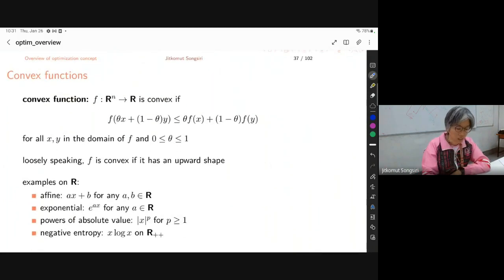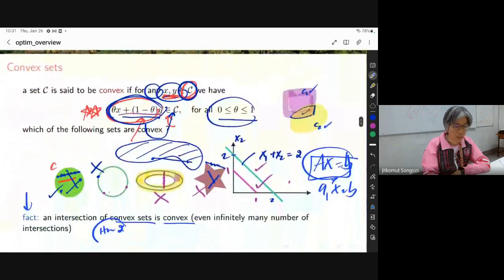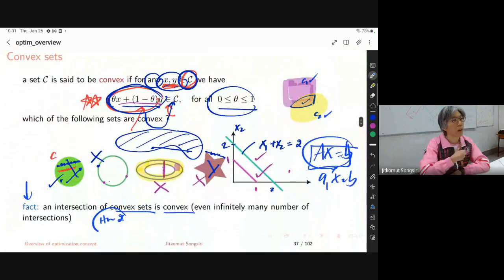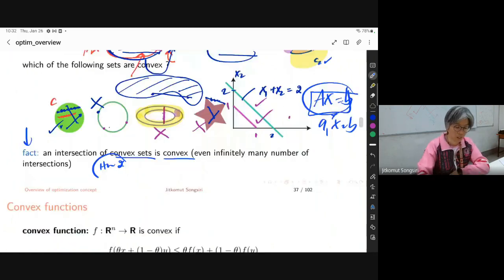Next, I hope that with this definition, the goal is that if I give you some mathematical expression of a set, you can draw it, like circle, parabola, ellipsoid, box, hyperplane, and then you can verify whether the set is convex or not.